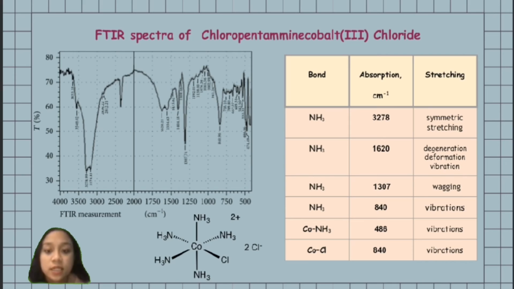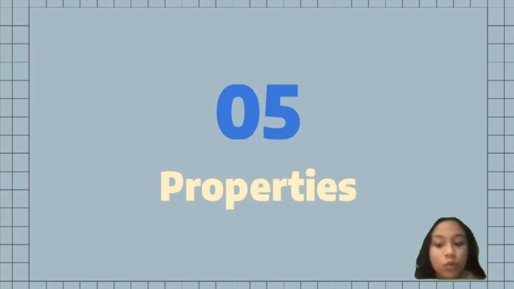And then there is another NH3 band at 1307 for the wagging, and another NH3 band at 840 for the vibrations. And also we have the cobalt-NH3 band at 486 for the vibrations, and cobalt-chloride at 840 for the vibrations also.